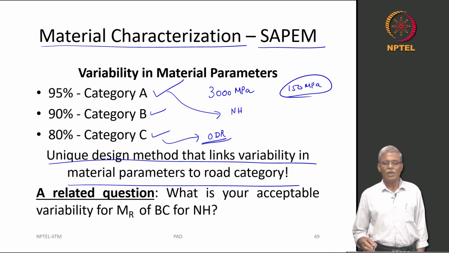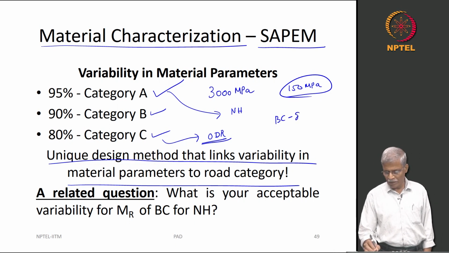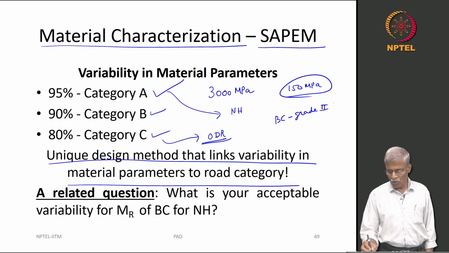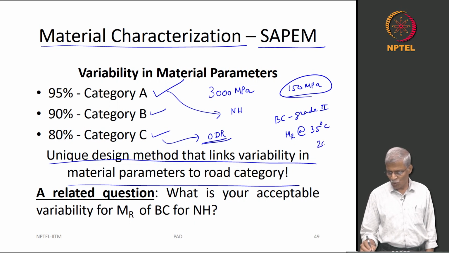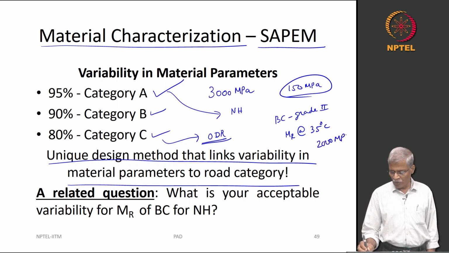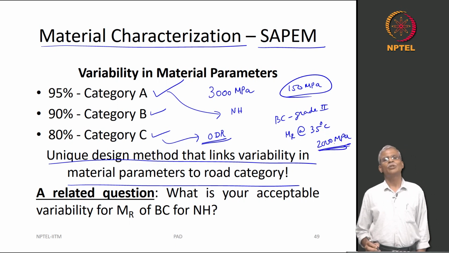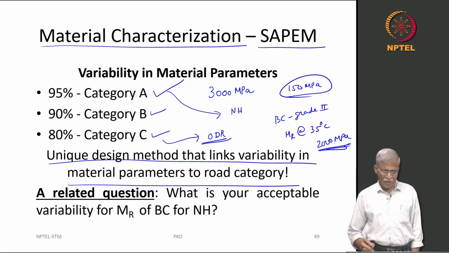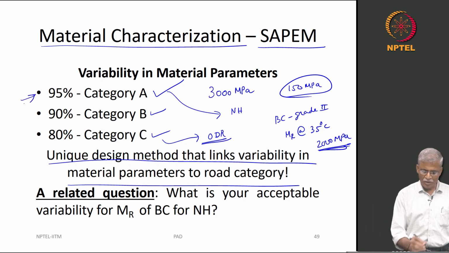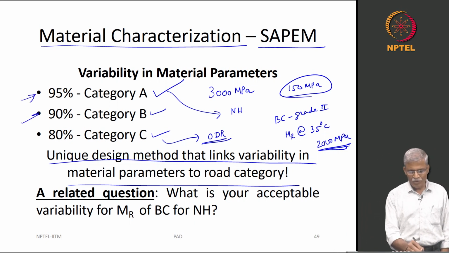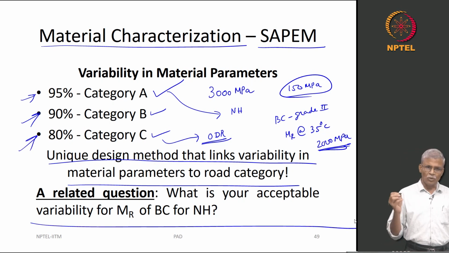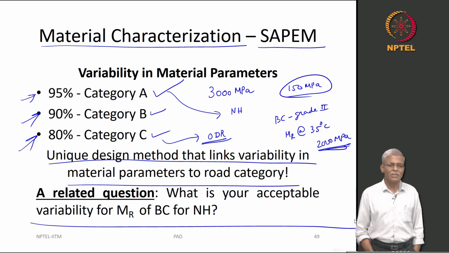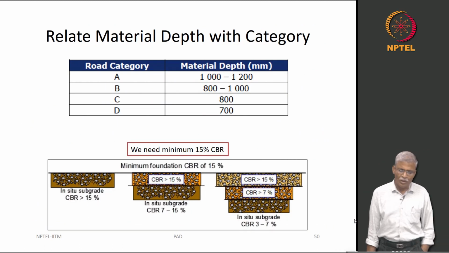So, both of them have the same bituminous concrete grade 2, and for both of them you measure the resilient modulus at 35 degrees centigrade, and let us assume your design says for the mix that you use it has to be 2000 MPa. How much is the variability that you are looking at here? So, what you really need is this kind of strict quality control that we need to have.